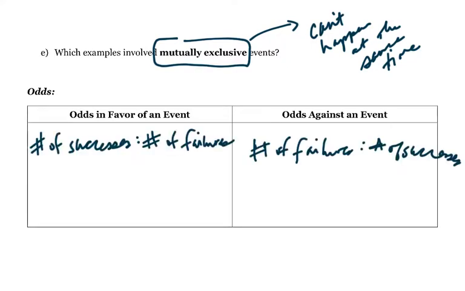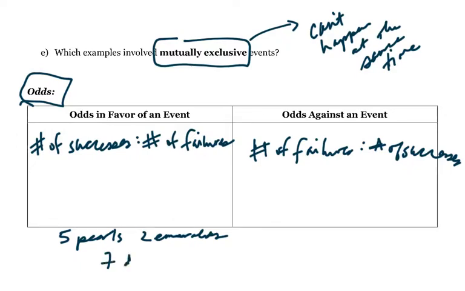So then we can also look at what it means for there to be odds. The odds in favor of an event are the ratio of the number of successes to the number of failures. So let's say I have a jewelry box and I have 5 pearls, 2 emeralds. Let's say we're looking at necklaces or something, and 7 diamonds. Also, I don't have jewelry, but that's besides the point.